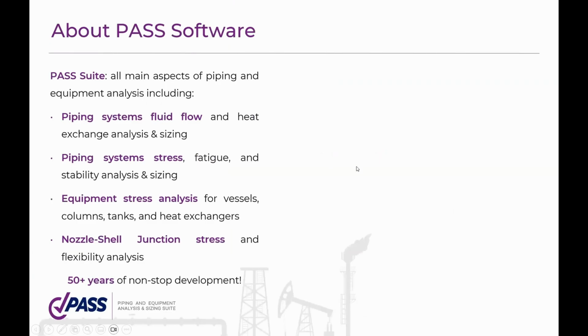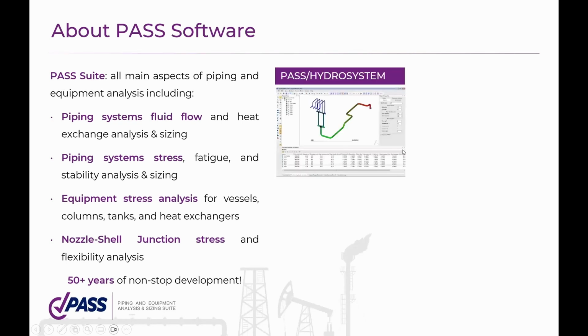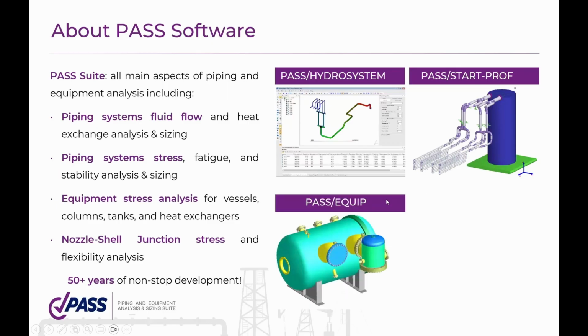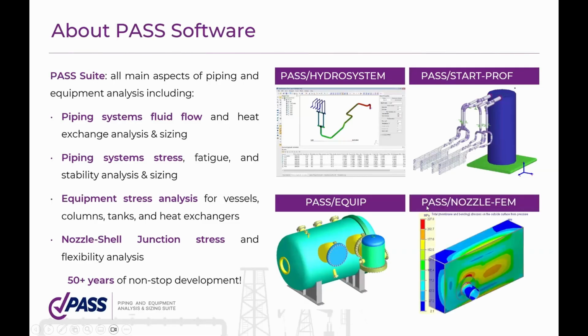So let's start with PAS software as a whole. We have a whole PAS suite, as we call it, of different software. We have a special software for fluid flow analysis. It's called HYDROSYSTEM. We have a stress analysis software for piping stress analysis, which is called PAS Start Pro. We have PAS Equip software, which is dedicated to equipment stress analysis. And we have PAS Nozzle FEM software, which is for junction stress and flexibility analysis of nozzle to shell junctions.